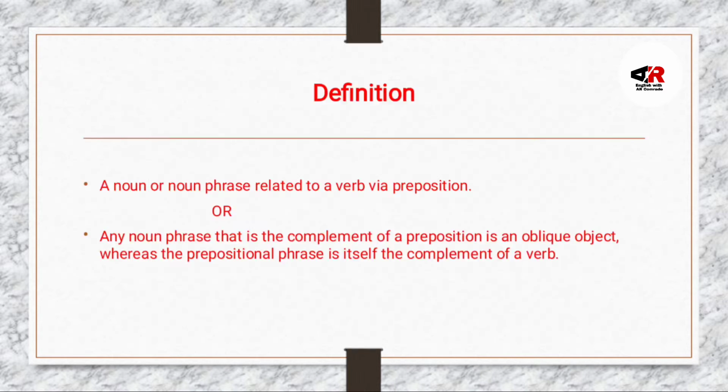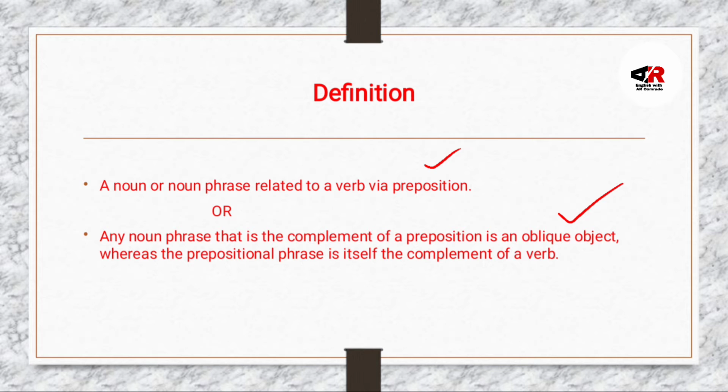So what does oblique object mean? A noun or noun phrase related to a verb by a preposition. The main thing in oblique object is the preposition. And its second definition is: any noun phrase that is a complement of a preposition is an oblique object. Means any noun phrase which is a complement of a preposition is an oblique object.